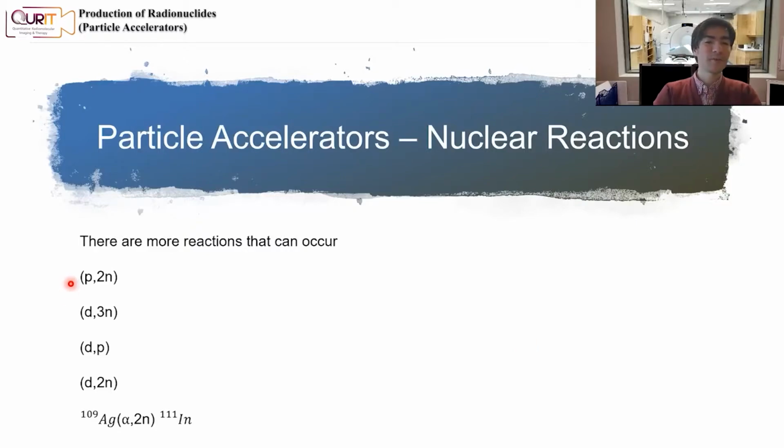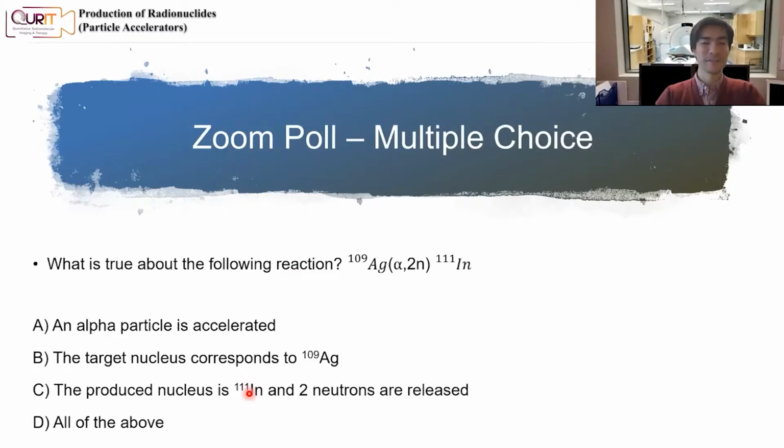We can bombard with a proton and two neutrons are released, or bombard with a deuteron and three neutrons are released, or a deuteron with two neutrons. We can even use alpha particles, as in this particular example where we bombard silver and can obtain indium-111. So let's see if you are understanding this notation of nuclear reactions. If you look at that reaction of silver to produce indium-111, which would be true?